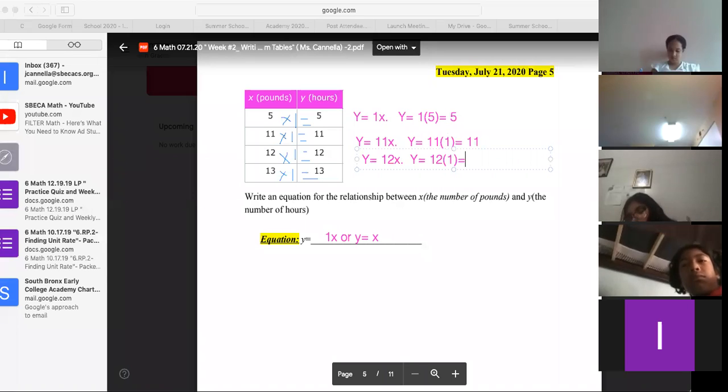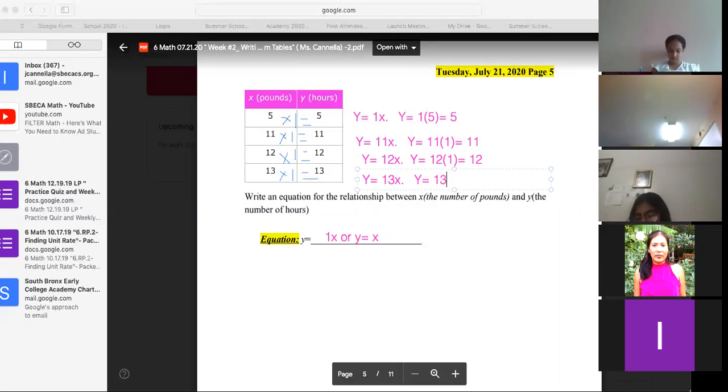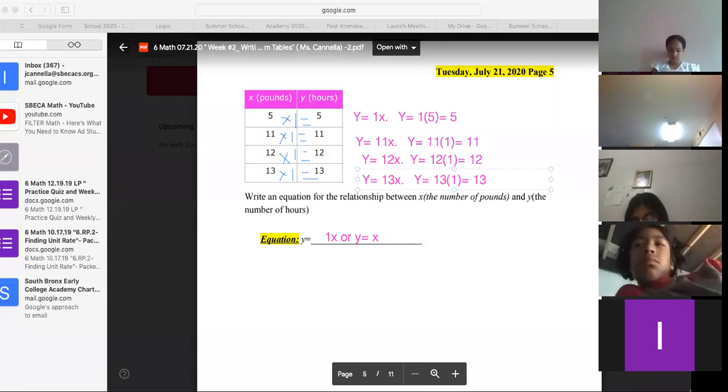Por 1 es igual a 12. Good job. So 12 times 1 equals 12. And the last one, 13. ¿Qué escribe? Y paréntesis 12 por 1 es igual a 13. Muy bien. Good job. Y equal 13 times 1. Oops, not 139. 13 times 1, he said, equals 13. Muy bien, Jerickson. Excellent job, Jerickson.